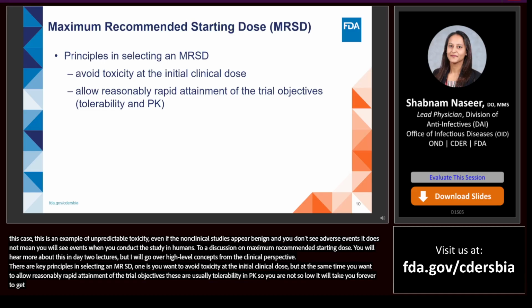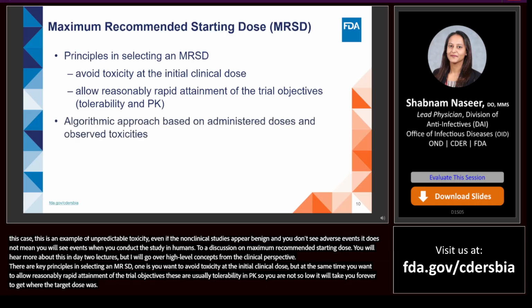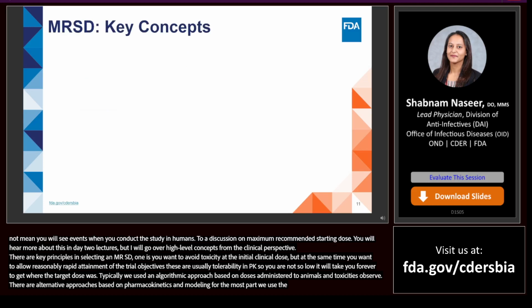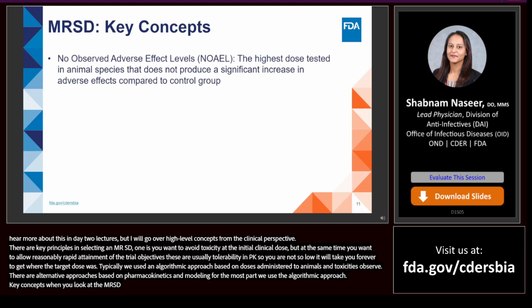And typically we use an algorithmic approach based on what doses were given to animals and what toxicities were observed. There are some alternate approaches based on animal pharmacokinetics and modeling, but for the most part we use the algorithmic approach. Some of the key concepts when you look at the MRSD are the no observed adverse effect level, or the NOAEL, and this is the highest dose tested in animal species that did not produce a significant increase in adverse effects compared to a control group.